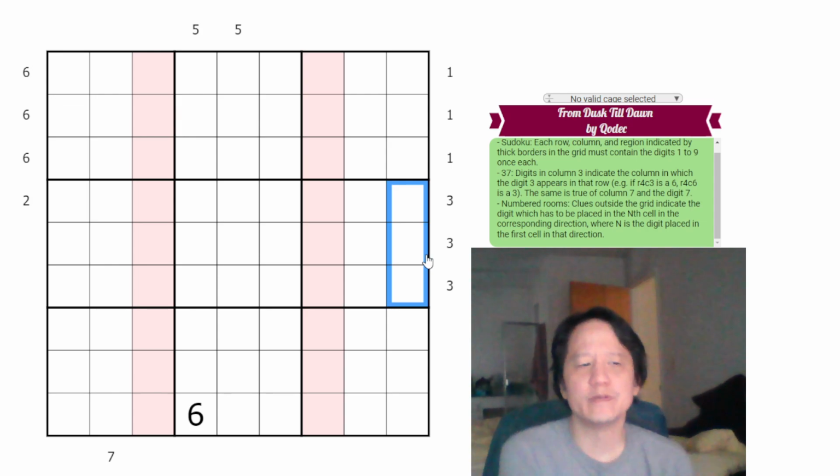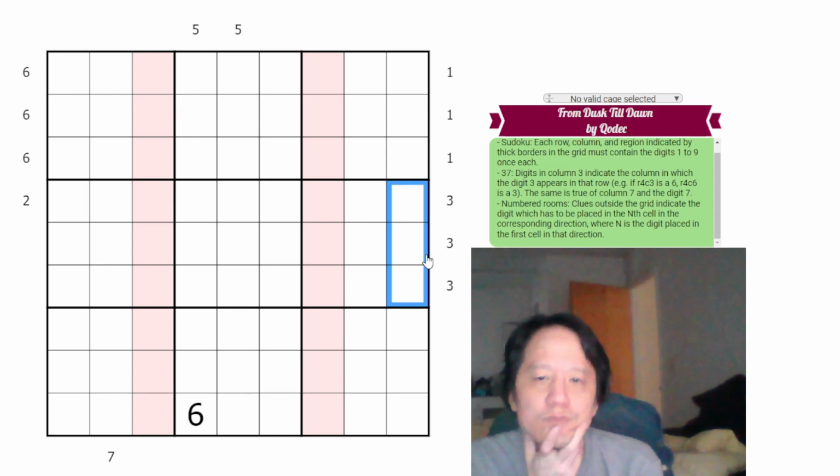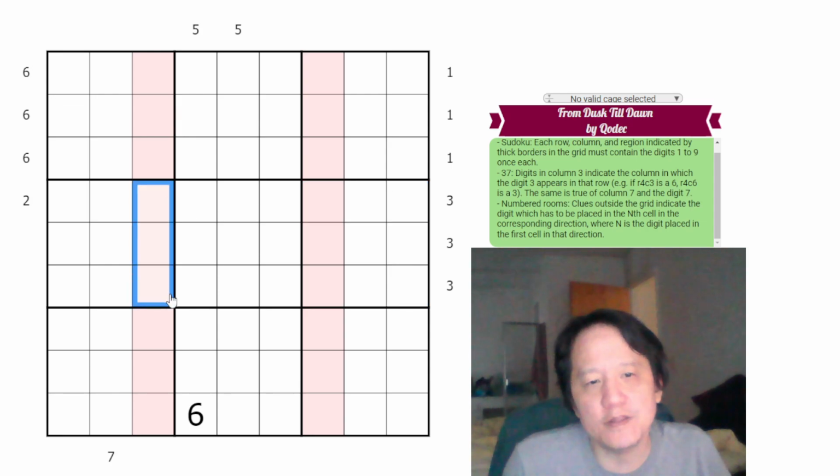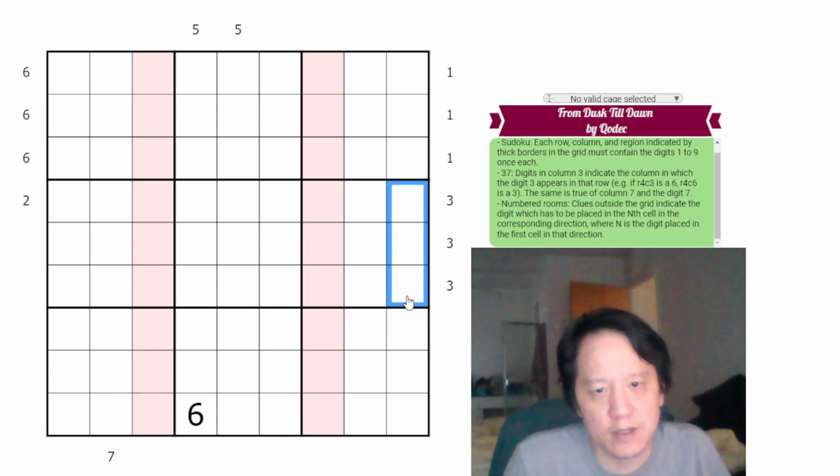Oh, wait, hold up. That's interesting. Digits in column 3 indicate the column. So that means this set and this set both point to the 3. And they cannot be the same, obviously. That's probably something interesting. Okay, so this cannot.